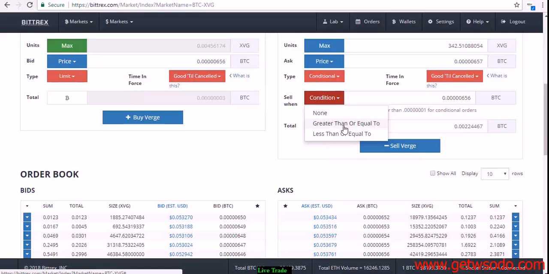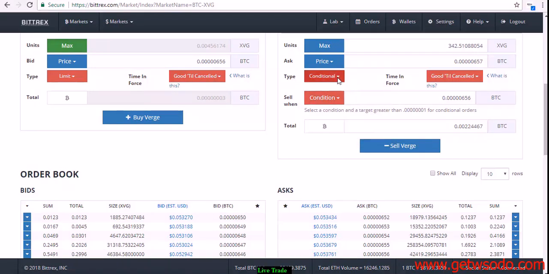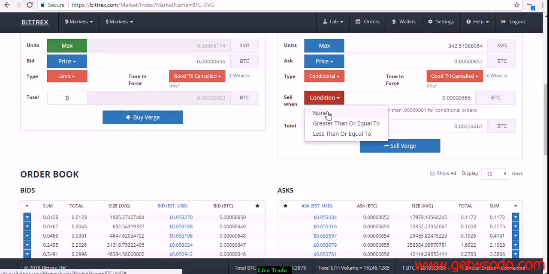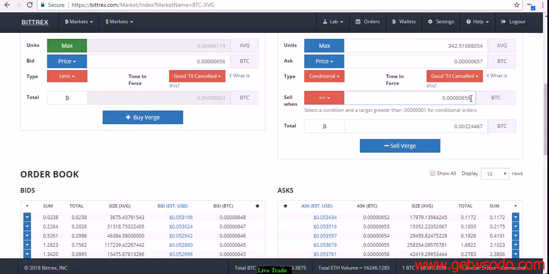But it allows you to do a greater than or equal to, less than or equal to. So you can put conditions on this. So what I would do is if I wanted to put a stop loss on this, I could put a conditional. I could choose condition, and then the condition that I set could be none, greater than, or equal to. So for example, if I wanted to put a condition when the market is greater than or equal to 656, it's going to start selling as soon as it gets to that level, and it will continue selling as that level is reached, and it continues to climb past that.